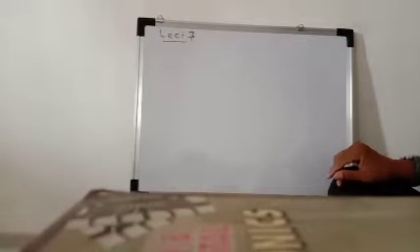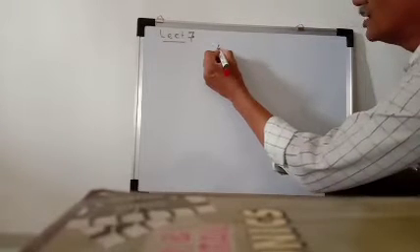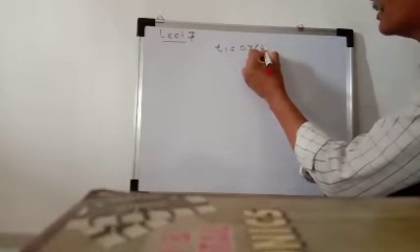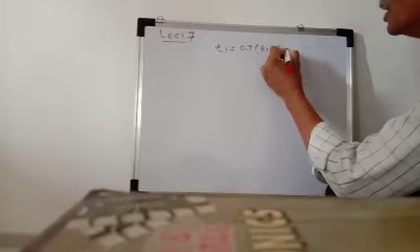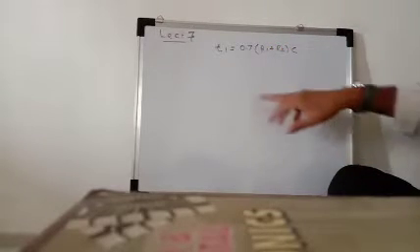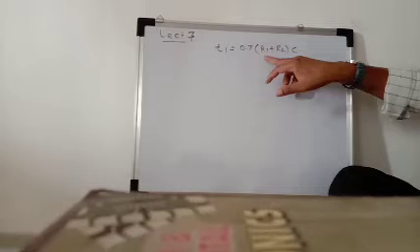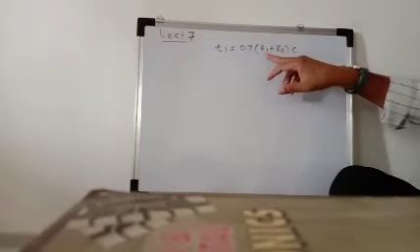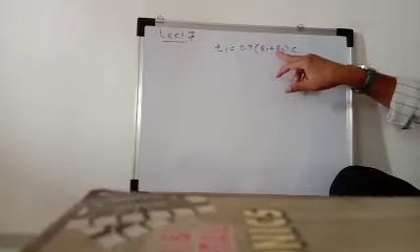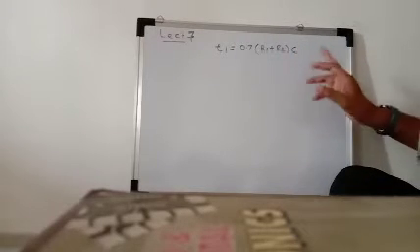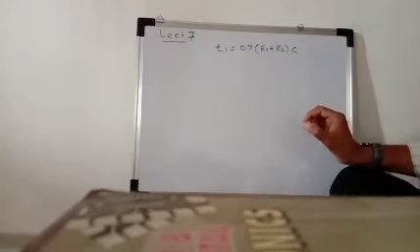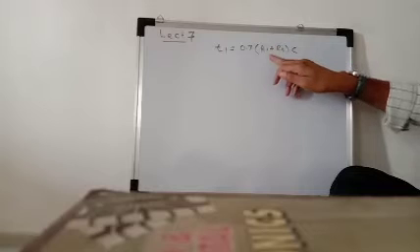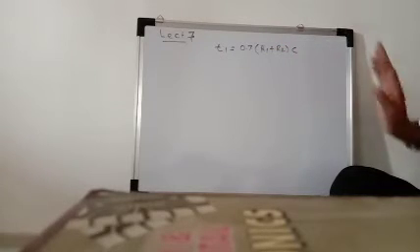This charging time is given by the equation T1 is equal to 0.7 (R1 plus R2) into C. Because R1 and R2 are connected in series, the capacitor C charges through the total resistance R1 plus R2. Therefore T1 is equal to 0.7 (R1 plus R2) into C.